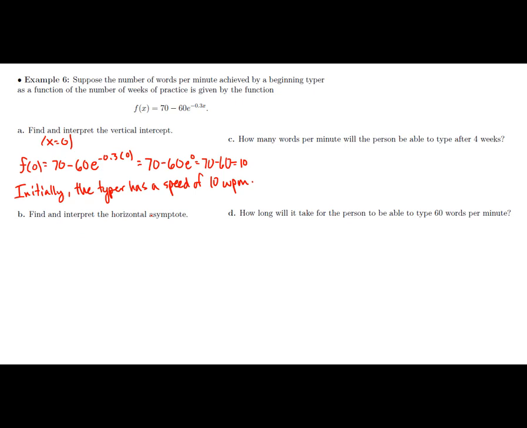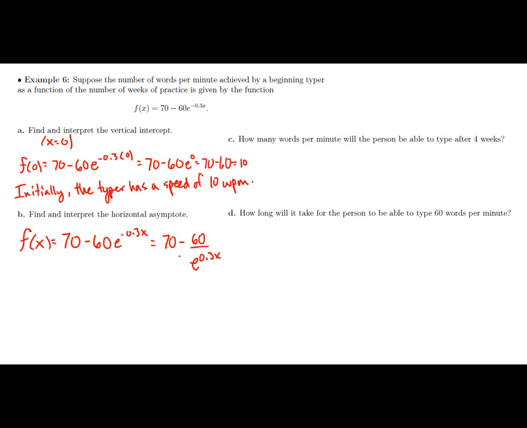Now it says find and interpret the horizontal asymptote, right? Now we looked at horizontal asymptotes with rational functions, right? So a horizontal asymptote was what happens when we let the x value get really, really big. So let's think about this for a moment. So first of all, f of x is equal to this. But it might also help if we realize that if I have a negative in the exponent, I can make that positive if I put it in the denominator.